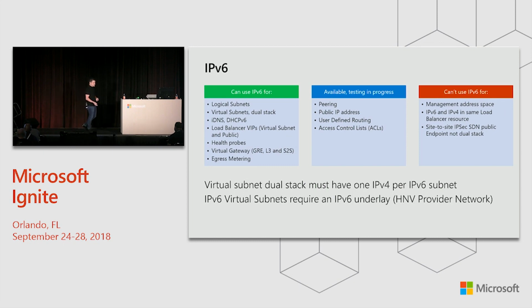If you do use V6 in your virtual address space, you also have to use V6 for the physical address space of the provider network, where the VXLAN packets go. We don't do V4 on top of V6 and vice versa there.